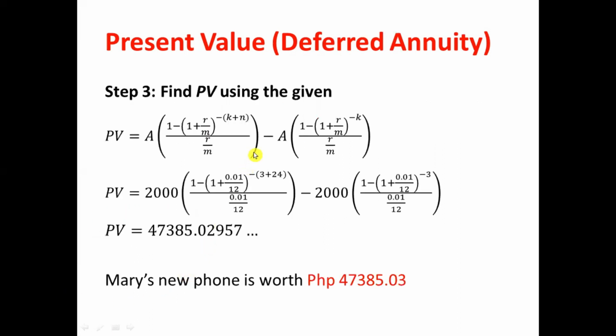Now we just have a formula and we input our values dito sa ating formula. Make sure talaga guys na hindi kayo magkamali sa pag-input sa calculator. But here, with this problem on deferred annuity, we get a present value of 47,385.02957, or Mary's new phone is worth 47,385 and 3 centavos. So deferred annuity, where nauuna pa muna yung compounding before yung first payment. So meron gap sa kanila.